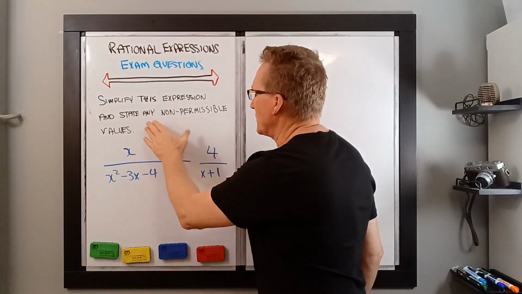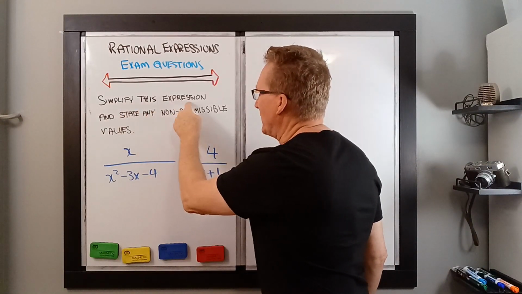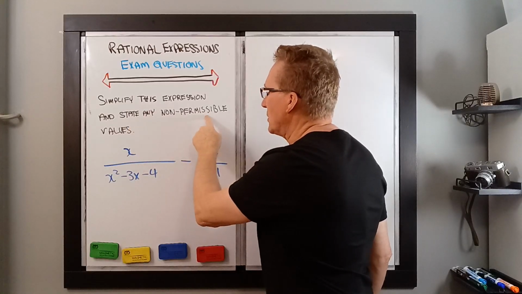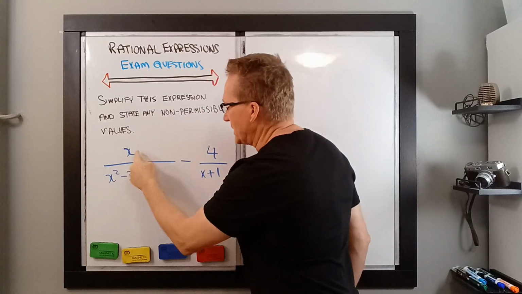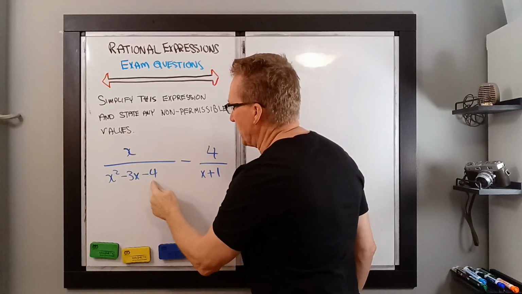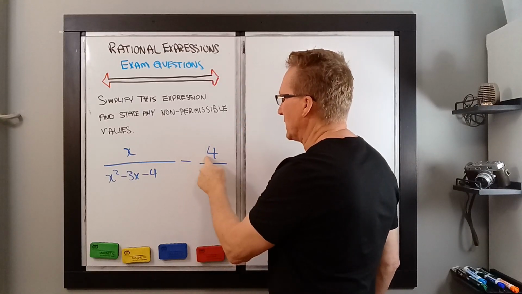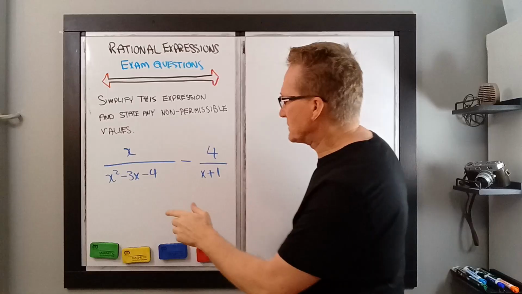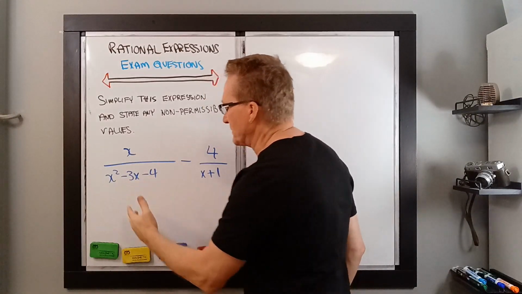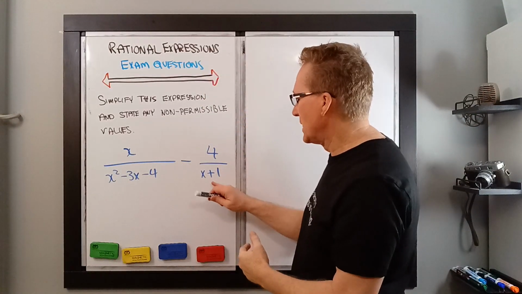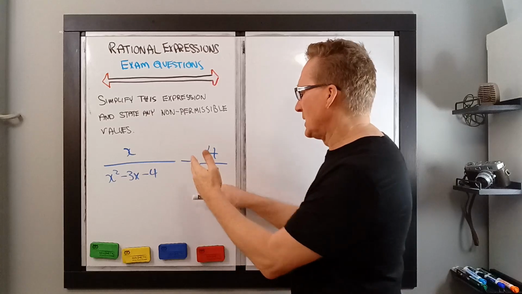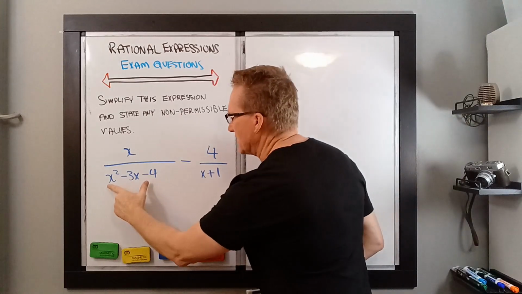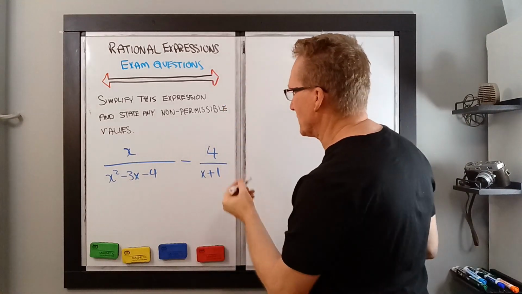So here we have another expression, and they want you to simplify this expression and state any non-permissible values. We have x over x squared minus 3x minus 4, minus, subtracting, 4 over x plus 1. This looks sort of complicated. We realize we're going to have to probably see if we can factor this before we can figure out how to subtract this, because we'll need a common denominator if we're going to subtract it. Let's rewrite this thing on the top here and see if we can factor it.